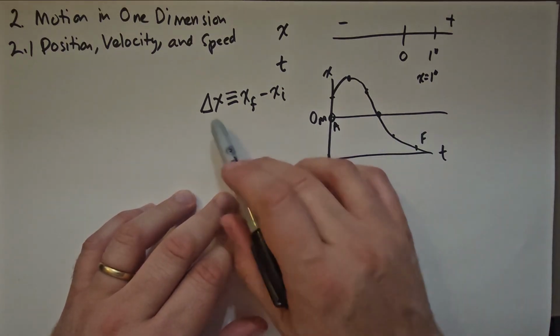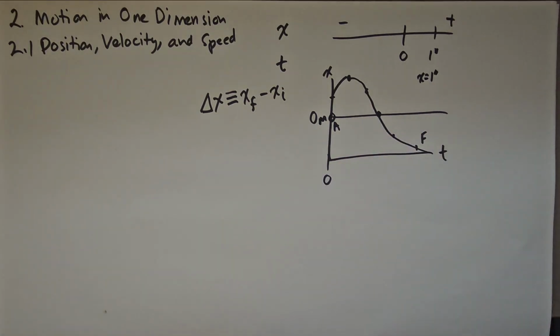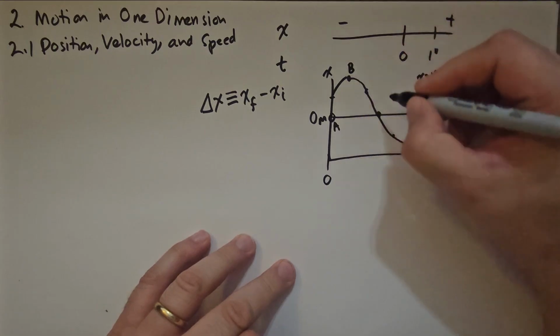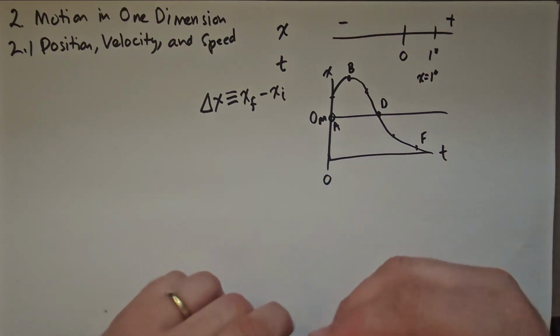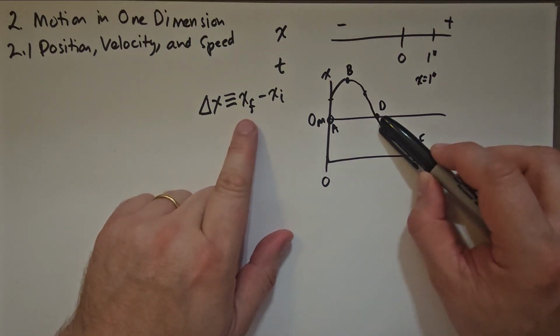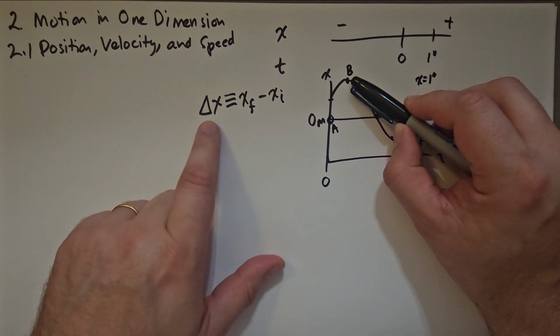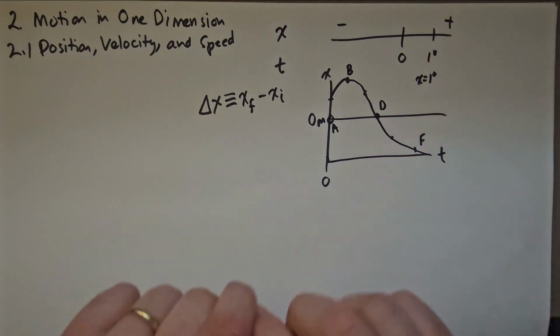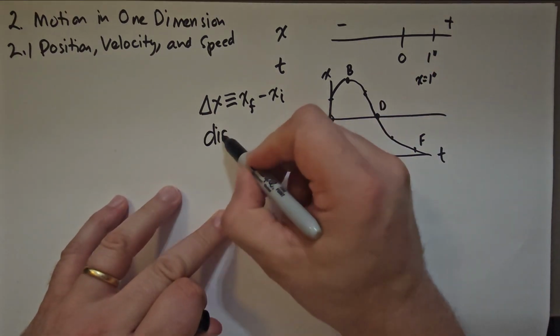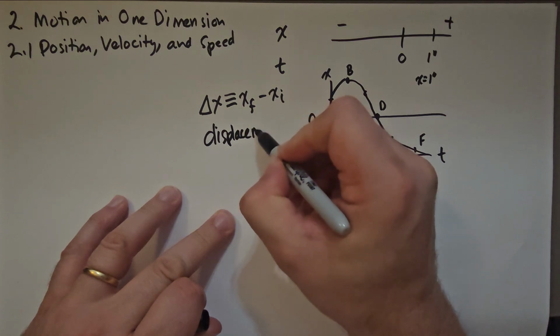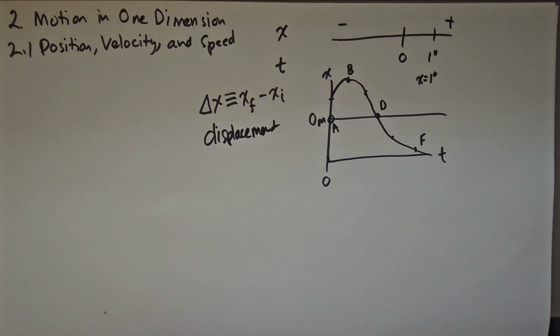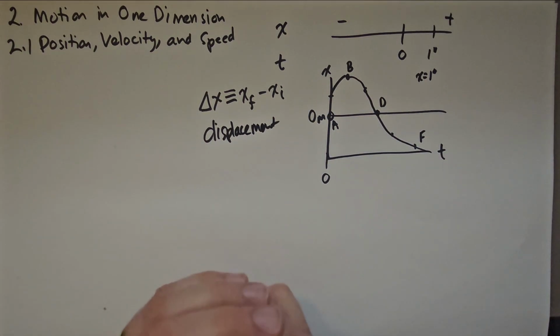So if we're considering the displacement between, let's say, B and D, then we would take the final position, so where it ended up, that would be 0, and we'd subtract the initial position. And so the delta x, the change in x, the displacement, I'm going to write that word displacement, is just those two numbers subtracted from each other.